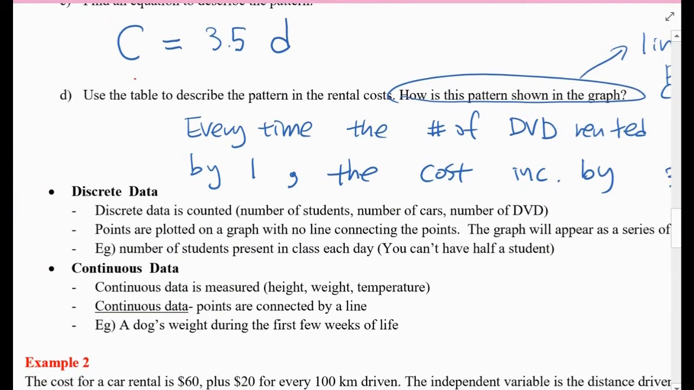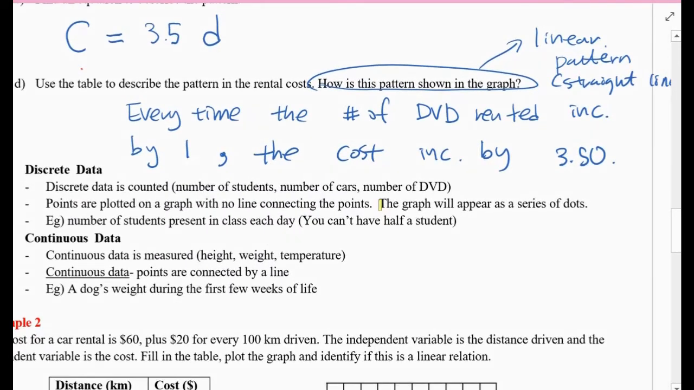Examples would be the number of students. The number of students is countable. You cannot have something like 1.7 students. Number of cars, countable. You cannot have like 0.6 of a car, right? Number of DVDs, same thing, it's countable. So discrete data is counted. Points are plotted on the graph with no line connecting the points. So the graph will appear as a series of dots.